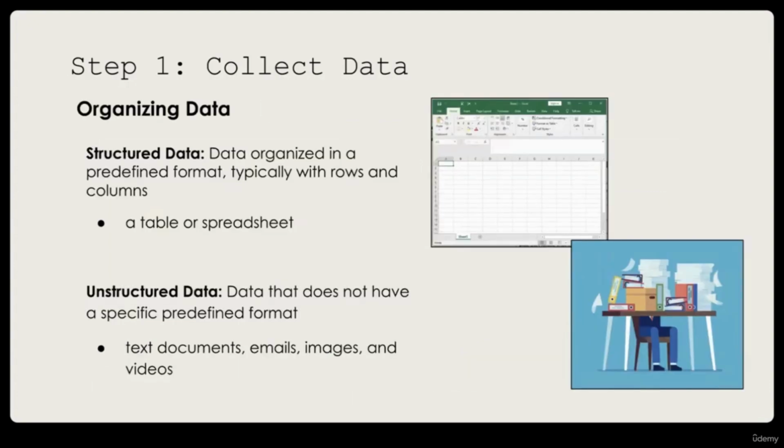Another thing that's very important when collecting data is the organization. First of all, we have structured data. This is data organized in a predefined format, typically with rows and columns that you would see in a table or a spreadsheet. This is the main way that a lot of people will organize all of their data into rows, columns with different headings on each. Now, unstructured data is data that does not have a specific predefined format. These can be text documents, emails, images, and videos, mainly things that may not be as easy to structure in just rows and columns.